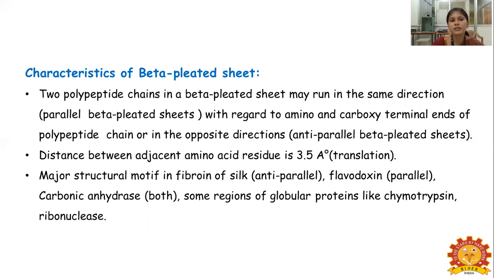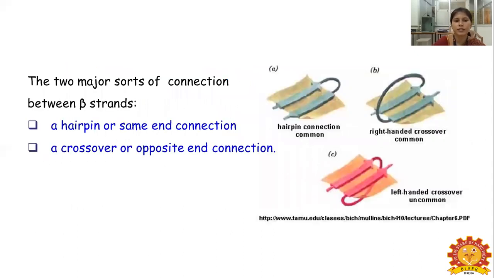The distance between adjacent amino acid residues will be around 3.5 angstrom. A major structural motif in the fibroin of silk is anti-parallel; in flavodoxin you can see the parallel; carbonic anhydrase, which is an enzyme, shows both anti-parallel as well as parallel. Some regions of globular proteins like chymotrypsin and ribonuclease also show these beta pleated sheets.